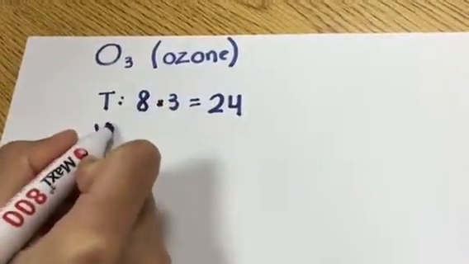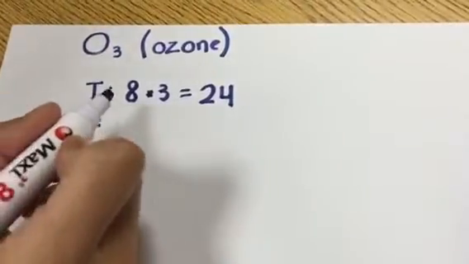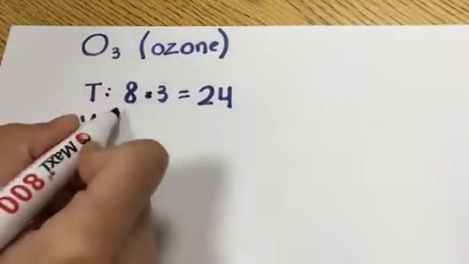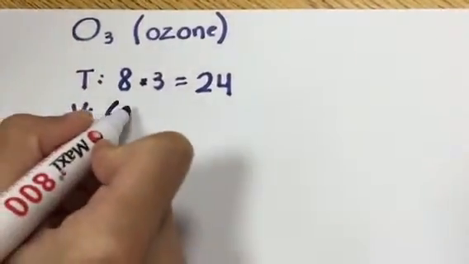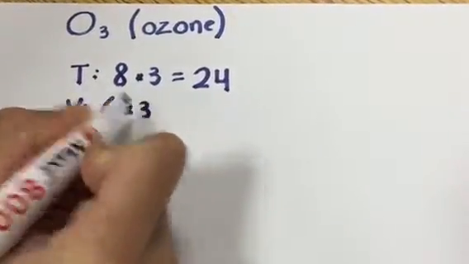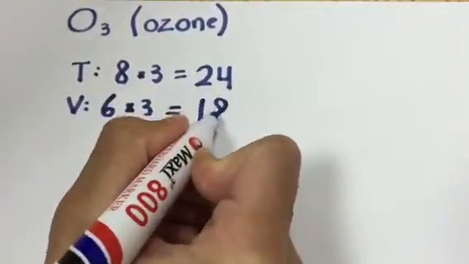Then we go to the valence and we see how many electrons it actually has in its natural form. Oxygen has 6 electrons, as it needs 2 to complete the octet. But we also multiply it by 3 again because it's O3 here. So 6 times 3 equals 18.